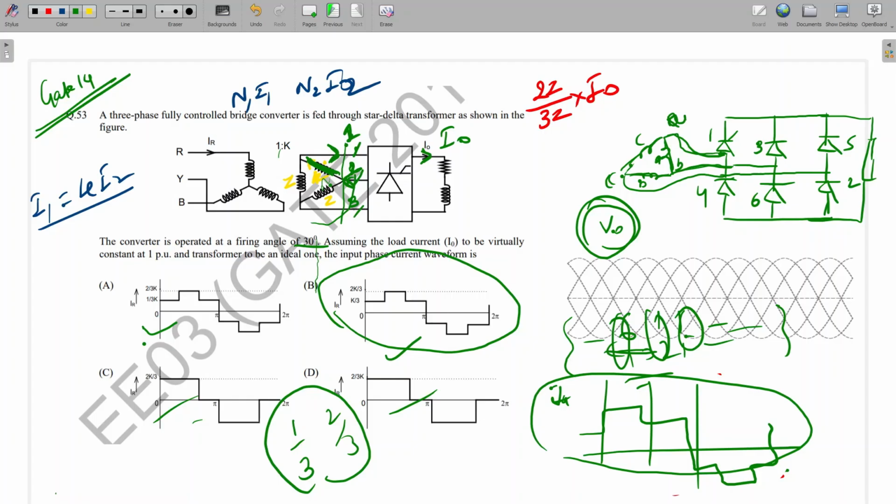So I think this was the last question for today. Next class, I will come up with the semi-converter, the three-phase semi-converter. That will be more interesting. I will explain the waveform step by step. I think that one is complicated, but in most of the coaching, you cannot see the correct explanation for that waveform.